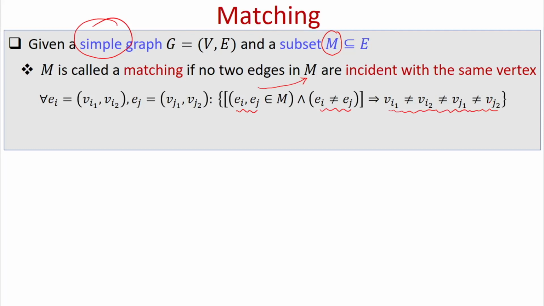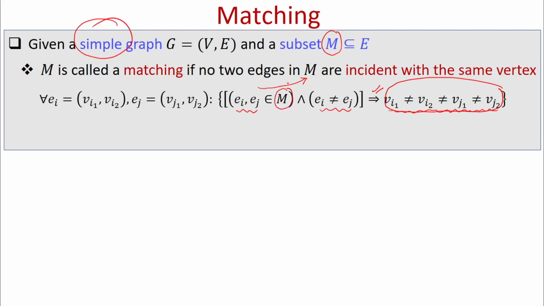I stress here, this condition Ei not equal to Ej is important in this implication, because if I take the edges Ei and Ej to be the same, of course, one of the endpoints of Ei will be the same as one of the endpoints of Ej, and so on. So this inequality won't hold if Ei and Ej are the same. So this implication should hold for every pair of distinct edges Ei and Ej from the collection of edges that I have picked.